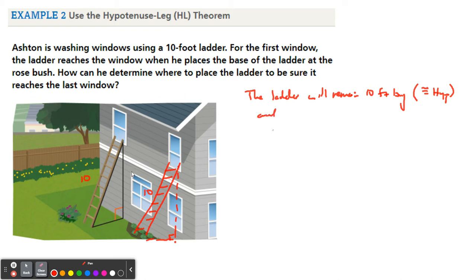And the house is assumed perpendicular to the ground. As you can see, when I drew that second right triangle, I put the right angle there where the house meets the ground. So therefore you have right triangles.